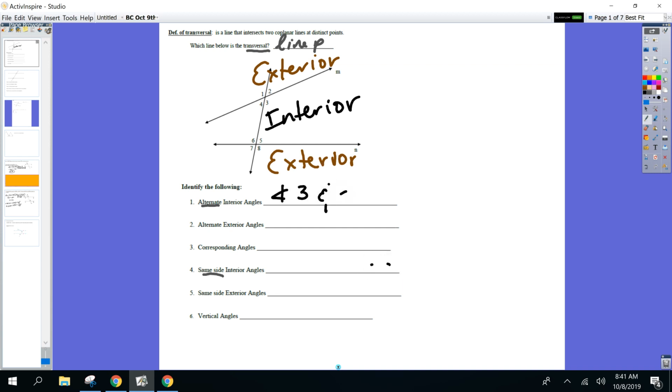3 and angle 6. If you didn't want to give me those, is there another pair up there? 3 and 6, and also 4 and 5. So everyone good? Alternate interior. Go alternate exterior now for the next one. Give me a pair of angles that I would consider alternate exterior.